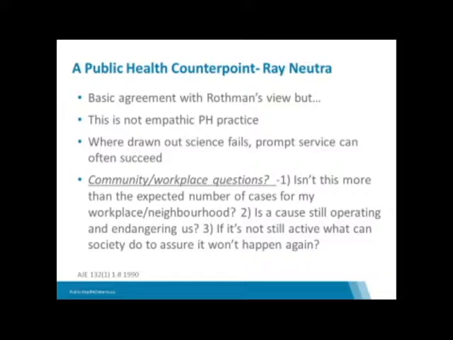So he had a job probably more like mine. As someone with training in epidemiology, as I have, he agrees with Rothman's perspective, and I certainly can't disagree with many of Dr. Rothman's points, but he points out that this is public health practice that we're doing here at the California Department of Health Services, and when you get a report of a cluster from a workplace or from a community, it's not a matter of is there scientifically meritorious investigation that can be done.